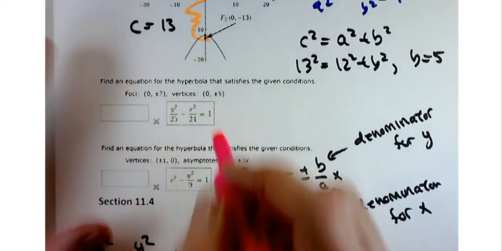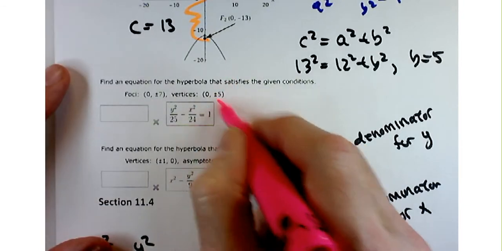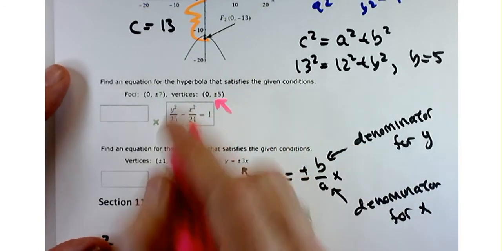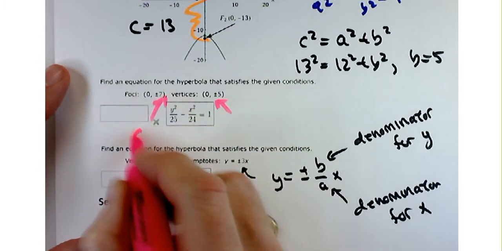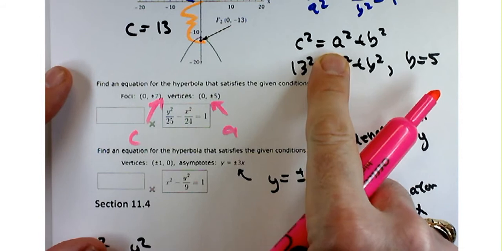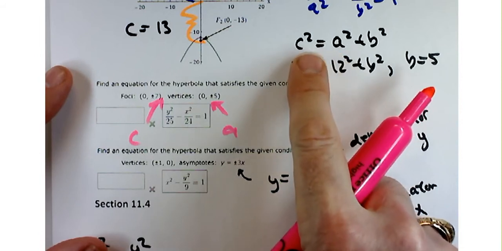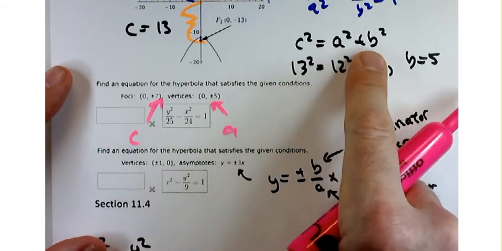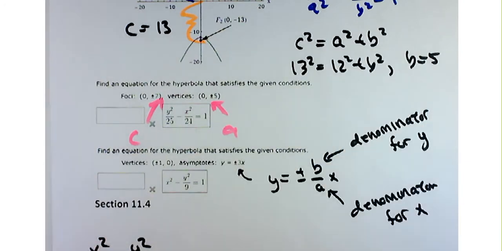Again, that's telling you your a, and that's going to tell you your c, and then you're just going to use this formula again. Now, what's the difference between this formula here and this formula if this was an ellipse? It would be subtracted. Yeah, you'd have a subtraction. Good.